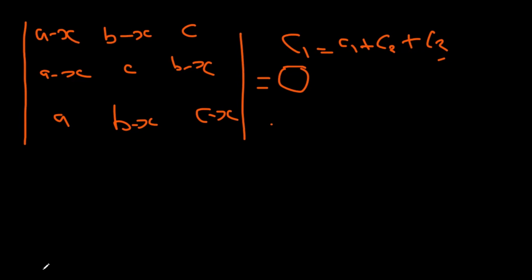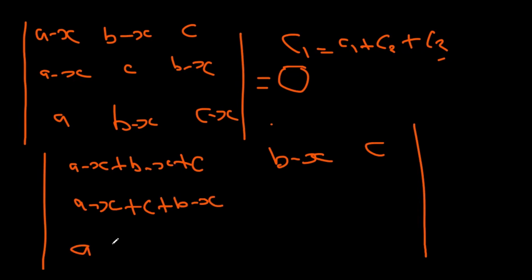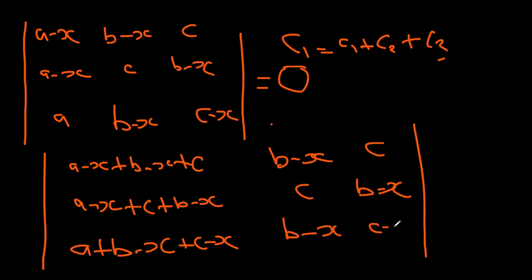When I use this operation, it means this column will be the sum of these columns. So the first entry will be a minus x plus b minus x plus c. The other columns remain the same: b minus x, then c. The next entry would be a minus x plus c plus b minus x. Then here we have a plus b minus x plus c minus x. Here we still have c, then b minus x, then b minus x, and then c minus x. And we've been told that this is equal to 0.